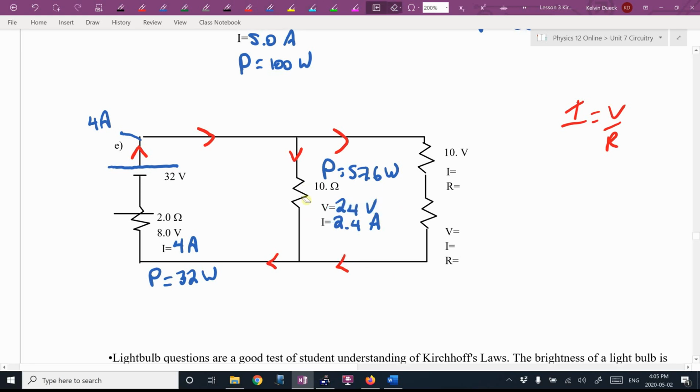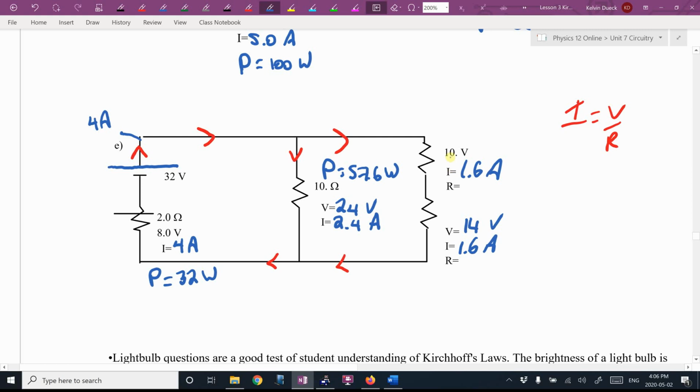If 2.4 amps went this way, and I had 4 amps coming through here, that must mean that 1.6 amps is going through each of these guys. Knock, knock. I know two things. That must mean that V times I, well, I know the voltage. By the way, earlier I think I was just throwing some voltages around. This is 10 volts because they told me that. So if this is 24 volts, I can also say this has to be 14 volts.